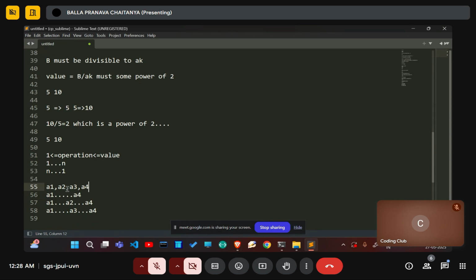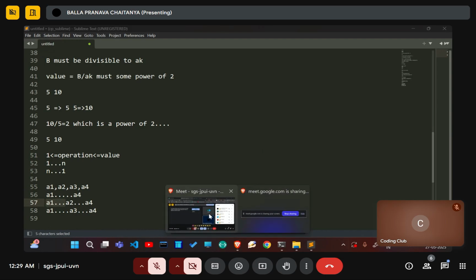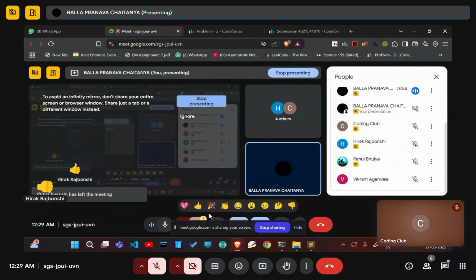For doing this, we can use the prefix and suffix technique, because the connections are related in the prefix and suffix. So we'll pre-compute every prefix and suffix, and then we'll simply consider all these n cases and find the maximum. This is really complicated, but at least something you understood, I feel.